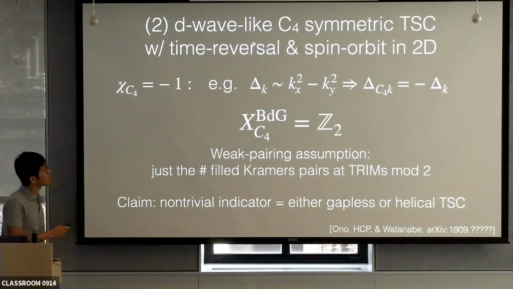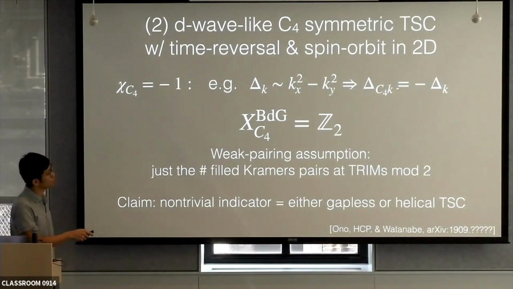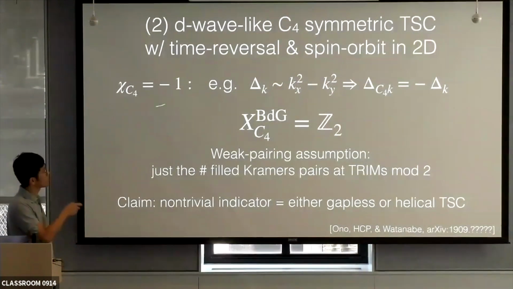So in particular, I consider what I call D-wave-like. By D-wave-like, I mean that the superconducting order parameter will transform non-trivially under C4 rotation. There's a -1 here. The usual example is just the d_{x²-y²} pairing. You can see that if you rotate this by C4 rotation, you pick up a minus sign. So this is really the physical meaning of this.